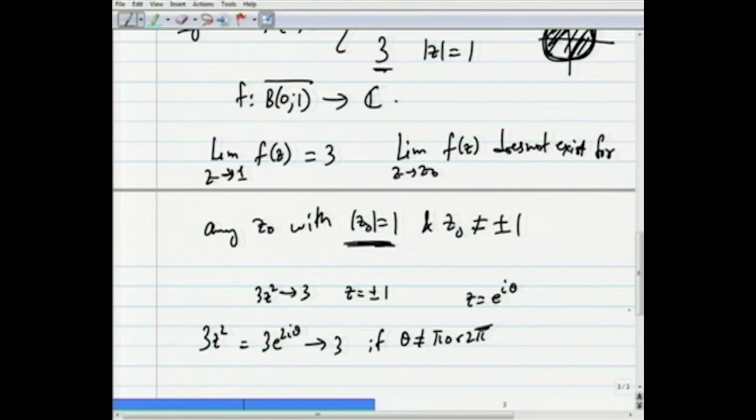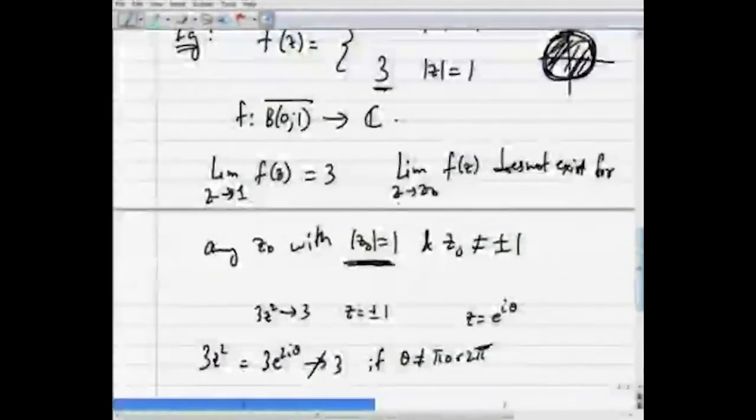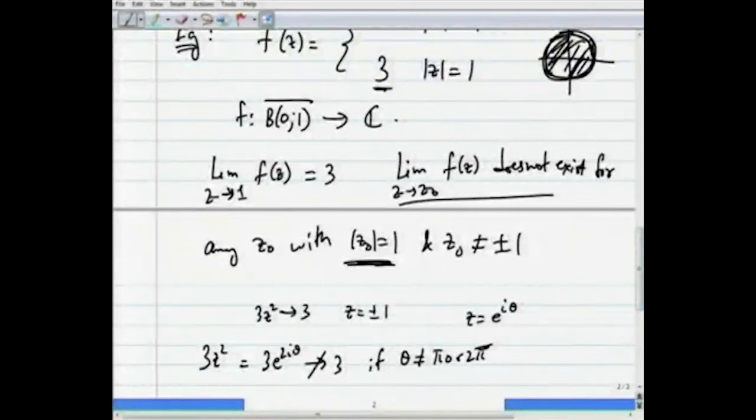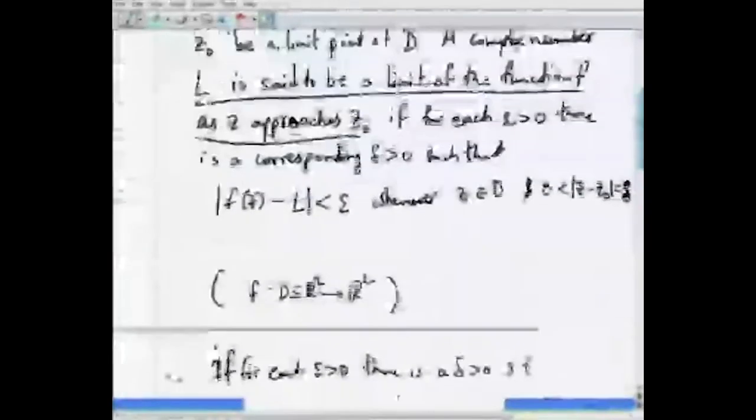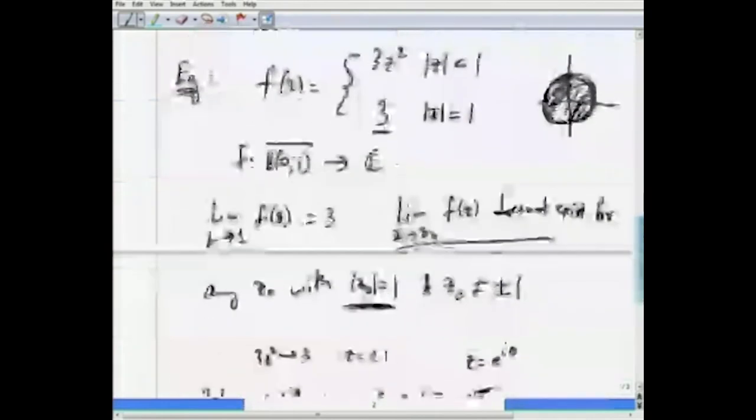If it is not a multiple of pi, this does not approach 3. So in summary, that is why the limit does not exist for z naught with those properties. That is a brief explanation, but one can use this definition to actually prove that the limit does not exist. It is a good exercise for the viewer to use the epsilon delta definition of limit to prove the claim which has been made in this example.